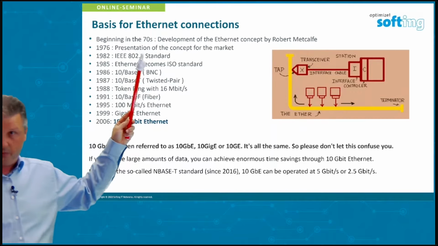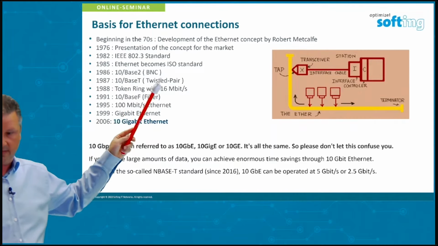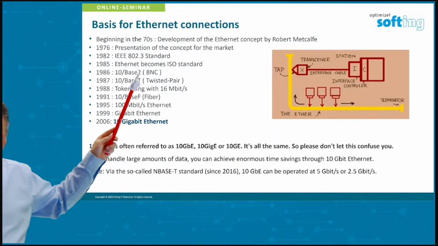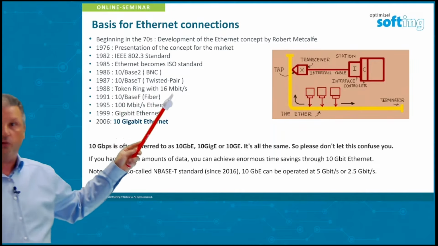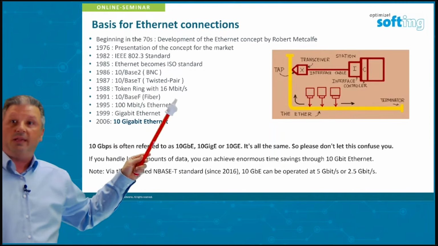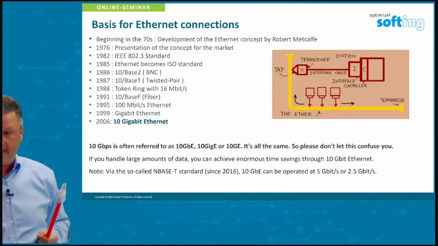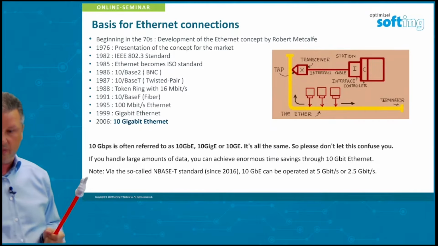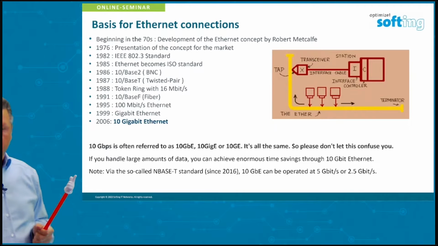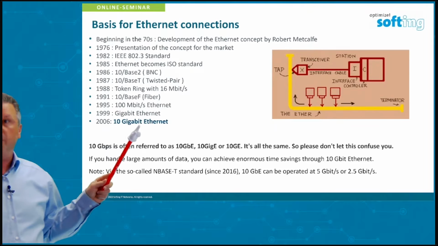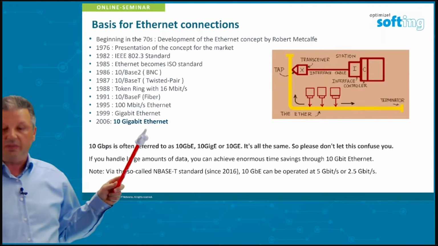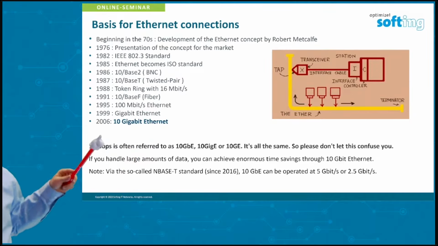And you see here on the list, a lot of new standards came out in the 80s, the IEEE standards, ISO standards. Then we start with the old BNC and token ring cabling systems. It's not really available now, but this was interesting in the 80s and the 90s. Then we started with 100 Mbit, gigabit, and now 10 gigabit Ethernet. This was really the history up to now.